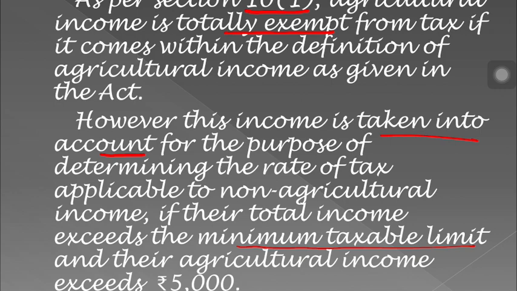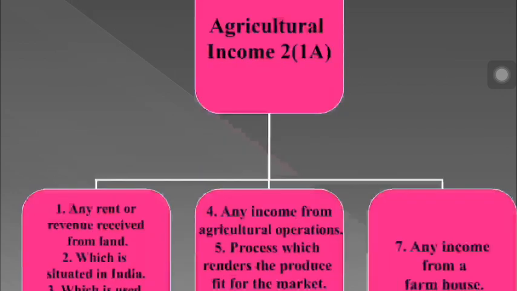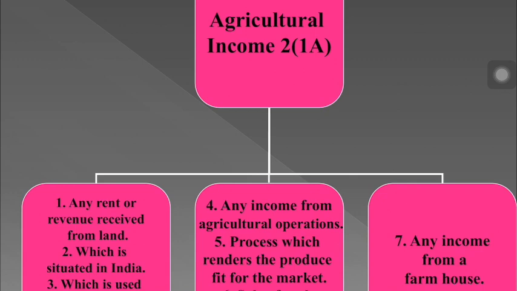Right? This has been explained in the previous video. Now, definition of agricultural income. Agricultural income is defined under section 2 subsection 1a. Okay, let us see what all things come under agricultural income.